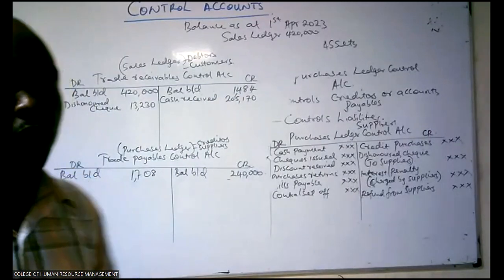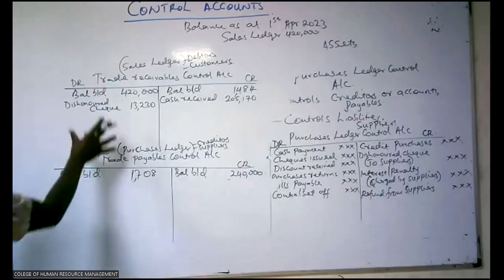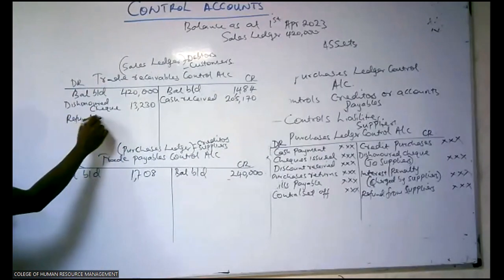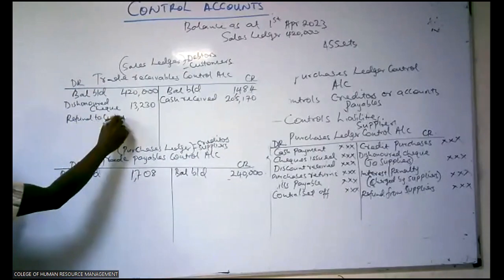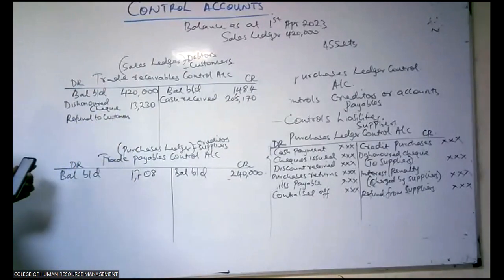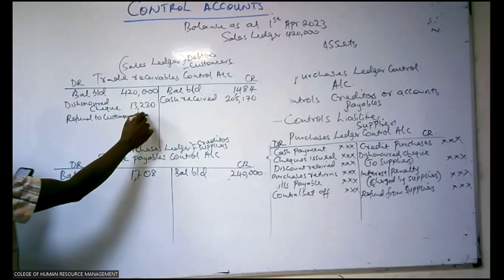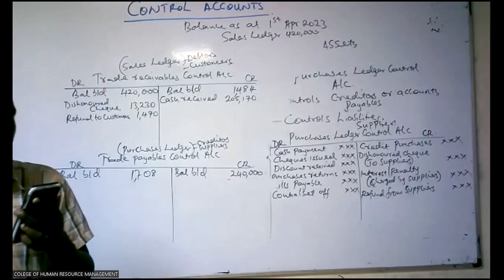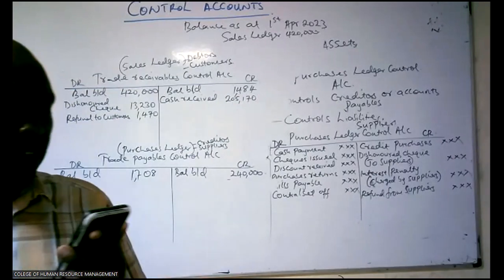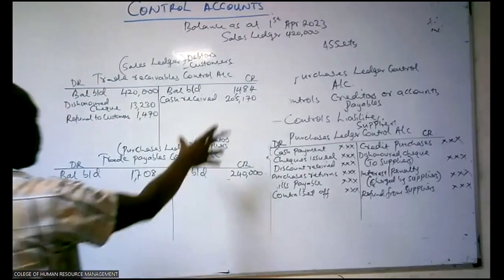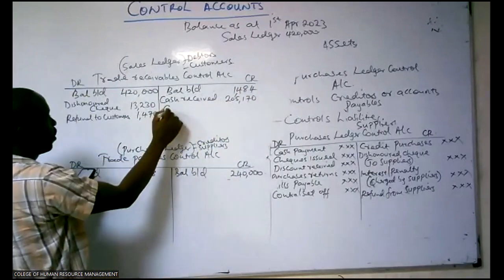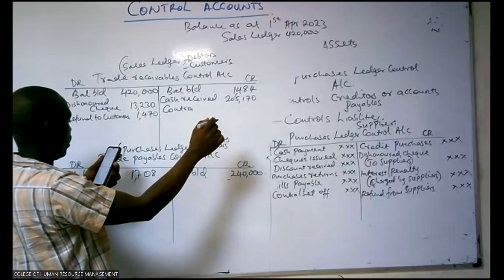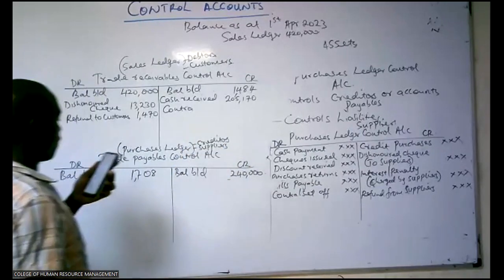Refund to customers for overpayments. We said it should be here. Refund to customers, 1,470. Contra settlement. It reduces the debtors. Contra settlement.